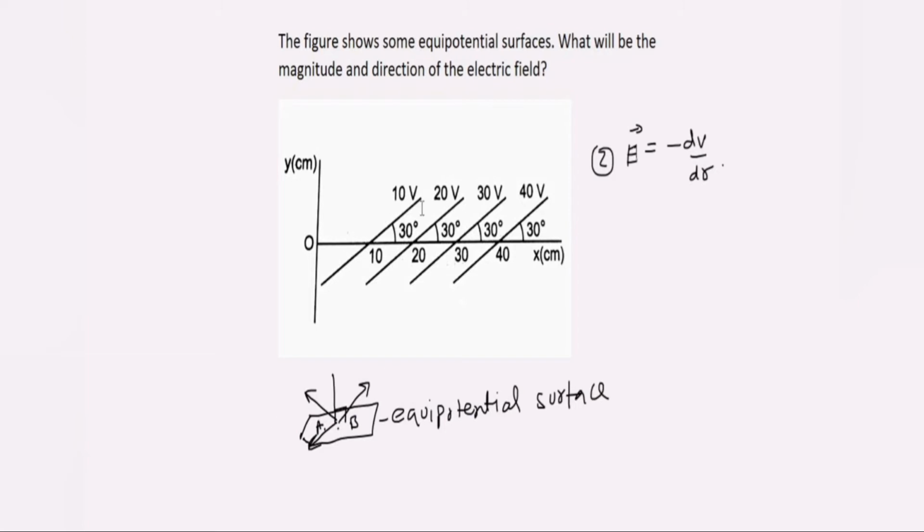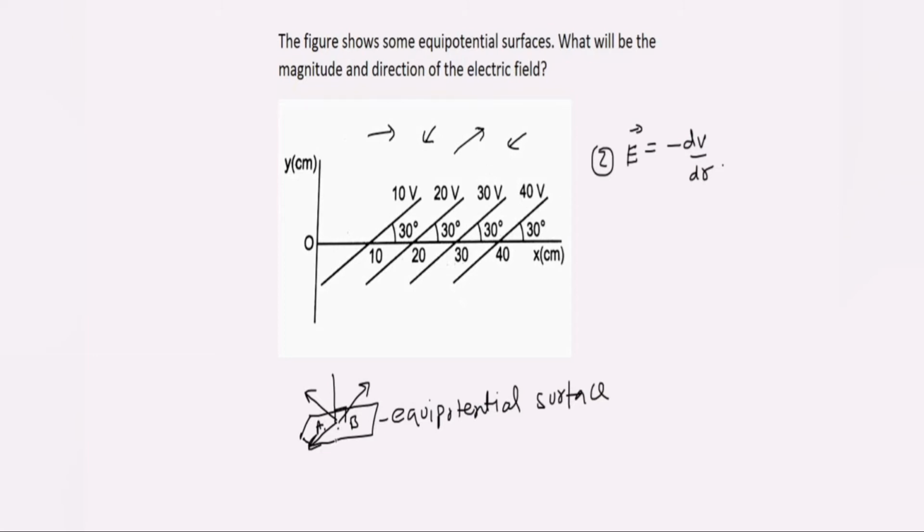So the question shows the surfaces like this, which are inclined at an angle of 30°. Now, in which direction will the electric field be? The question is asking us to find the direction of electric field and magnitude. So electric field can be this way, or this way, or in this direction, or in this direction. So in which direction will you choose the electric field?